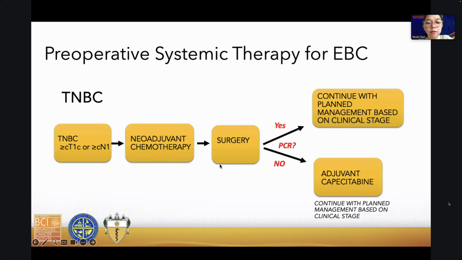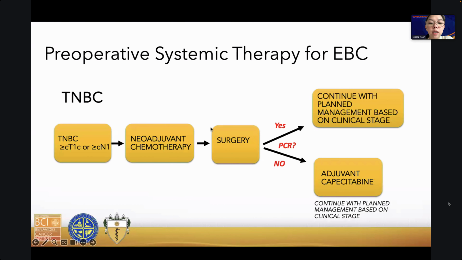So I created this algorithm again just to show you why. Why do we give this pre-op systemic therapy even for early triple-negative breast cancer? If you have a patient newly diagnosed with triple-negative breast cancer who is clinical T1C or more, node positive, we would send these patients for neoadjuvant therapy, complete everything, and then send these patients for surgery. Our main goal is to achieve a PCR or a pathologic complete response. If they attain a PCR, then we just continue with our planned management. Like if they need radiation therapy, we give that. If they have BRCA mutation, we may give olaparib.